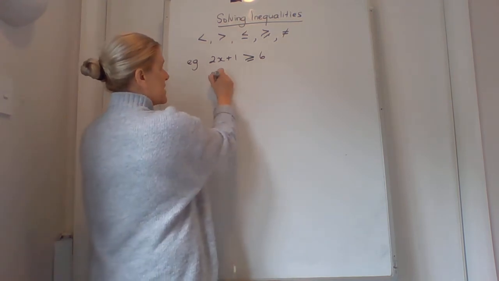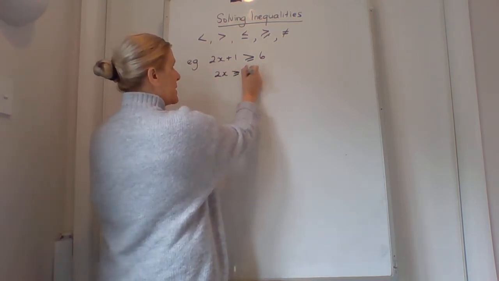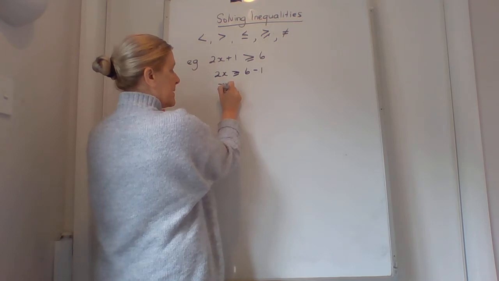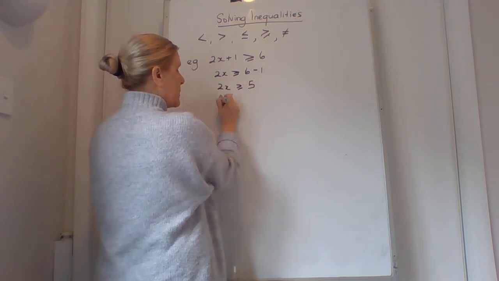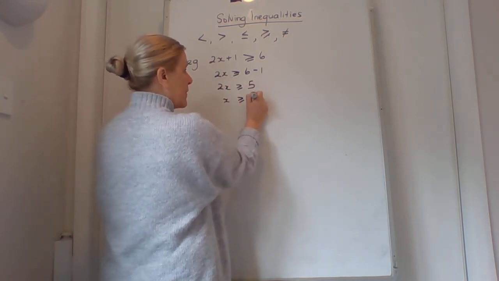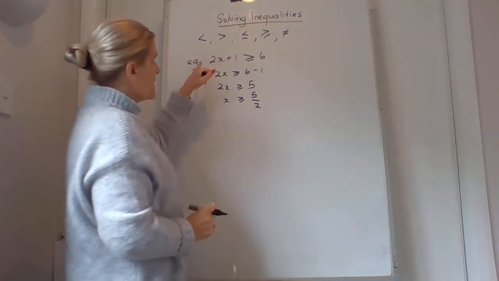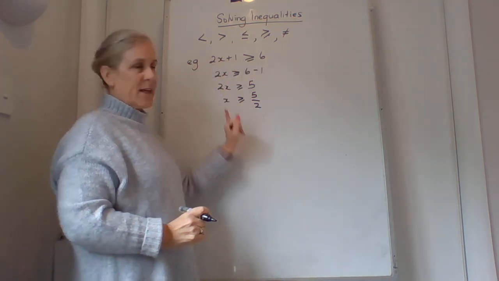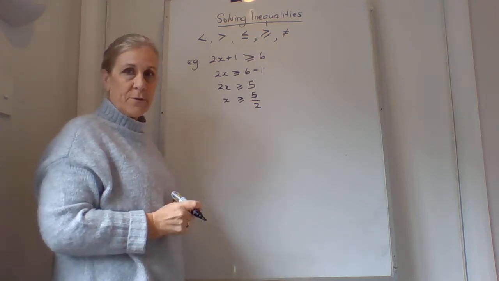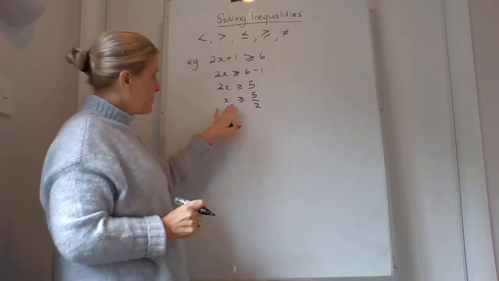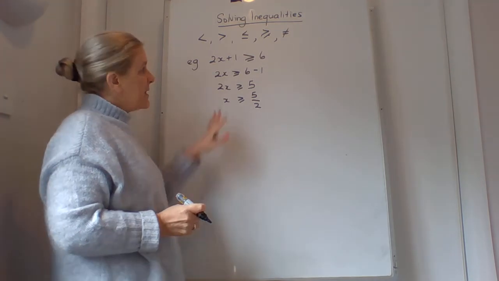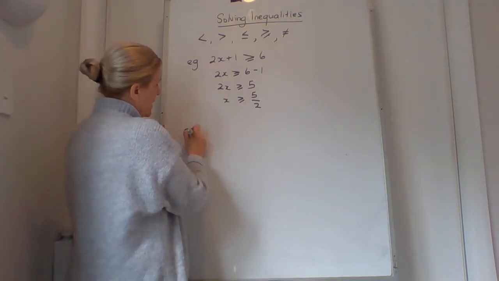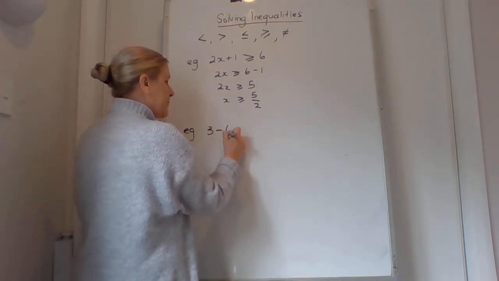All right, we just treat the sign as though it was an equal sign, carrying it all the way through. So this says 2x plus 1 is greater than or equal to 6. Therefore, x is greater than or equal to 2.5 or 5 over 2. All right, must have that sign in the end. That's the easy ones.